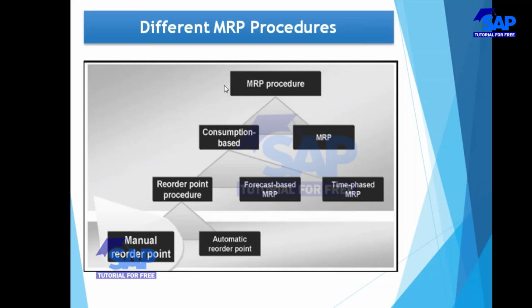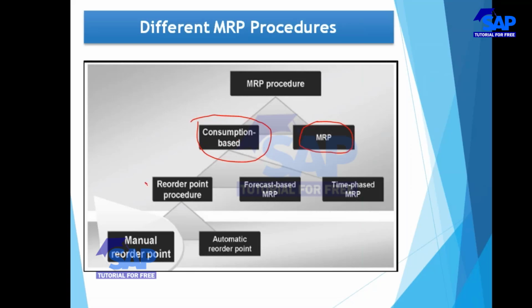So you have MRP procedures. We have normal MRP, which we are discussing all the time, and another MRP procedure is consumption based planning. This consumption based planning only works based on the previous consumption of that particular material.